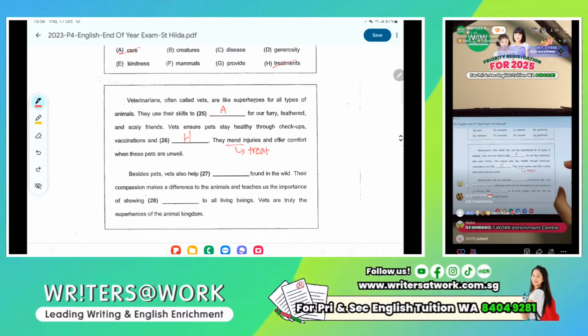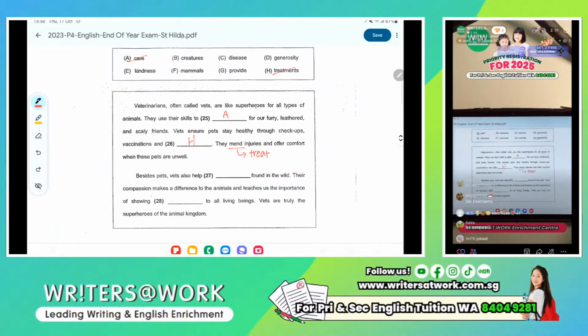Okay, besides pets, vets also help blank found in the wild. Okay, vets also help blank found in the wild.